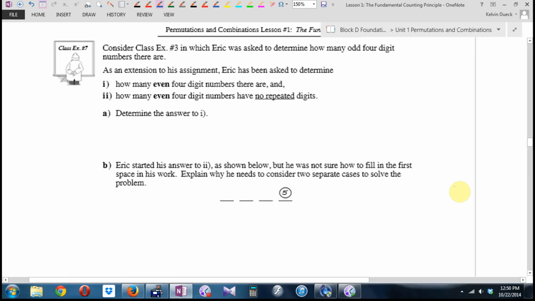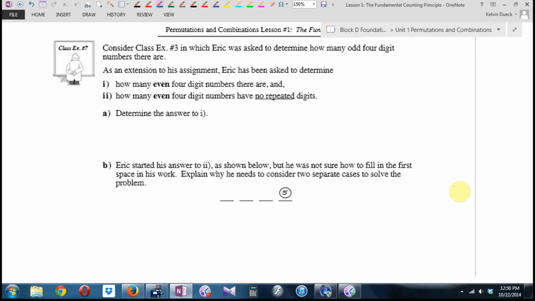It says, consider class example number 3, where Eric was asked to determine how many odd 4-digit numbers there are. As an extension to this assignment, Eric has been asked to determine how many even 4-digit numbers there are and how many even 4-digit numbers there are that have no repeated digits. The first one is easier. The last one is yucky, and you'll see why in a second.